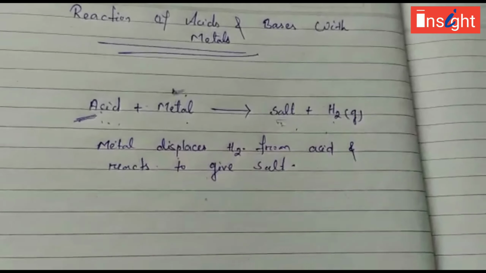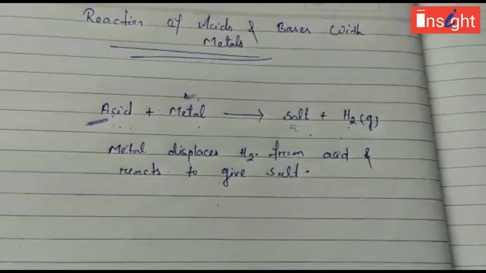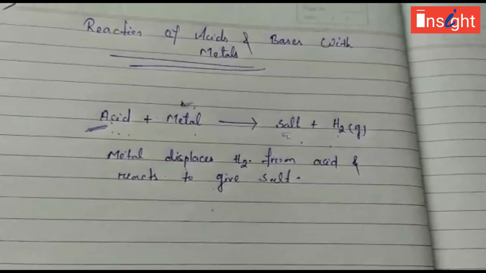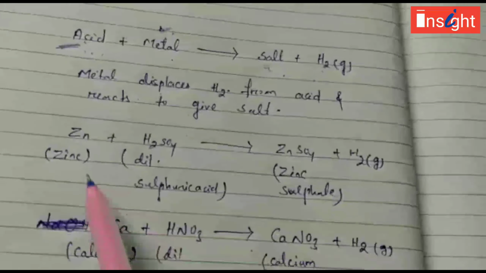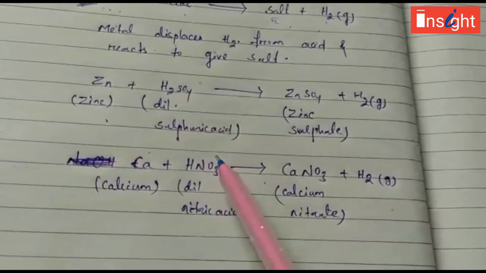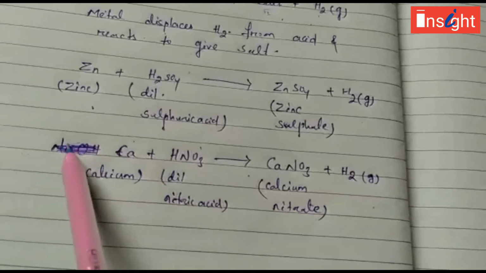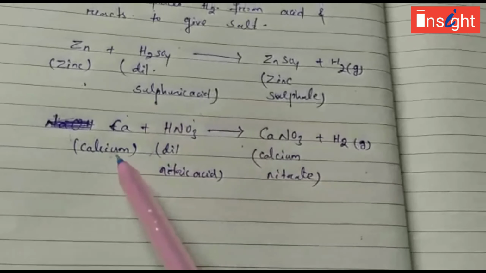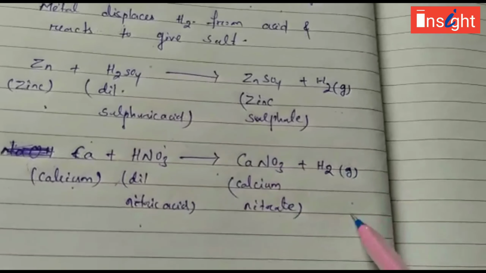For example, you can take zinc and dilute H2SO4. It will give zinc sulfate and hydrogen gas. Calcium and nitric acid will give calcium nitrate and hydrogen. For bases, we will take the examples later. First, we will take the acid. So, calcium with dilute nitric acid gives calcium nitrate with hydrogen gas.